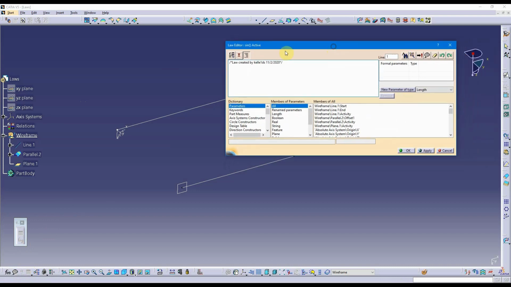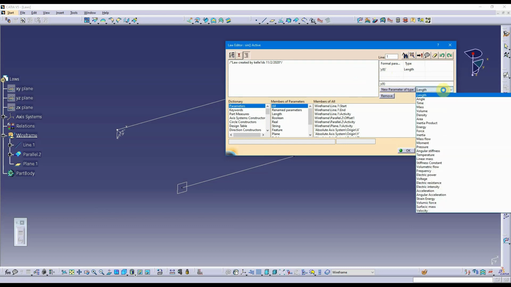And so in my law editor, I need two formal parameters. One is going to be of type length, and that's going to be the output. Let's call it y of t. The reason why, and you'll see here in just a moment, is my formal parameter is going to be a real number of type t. So I've got a length value formal parameter, and I'm calling it y of t.